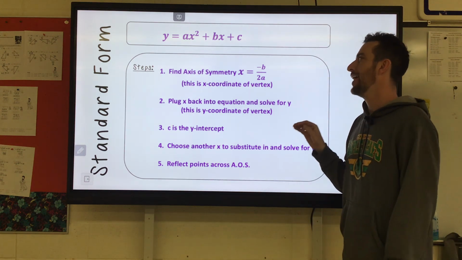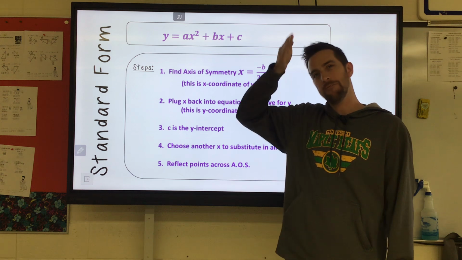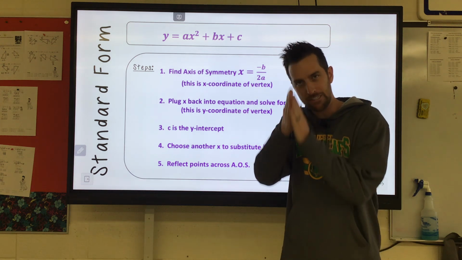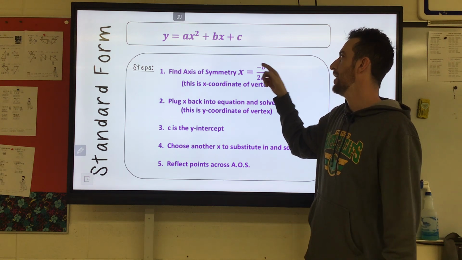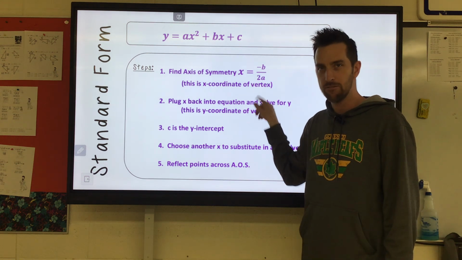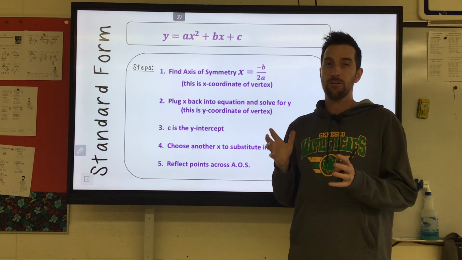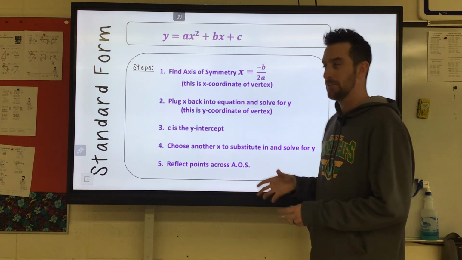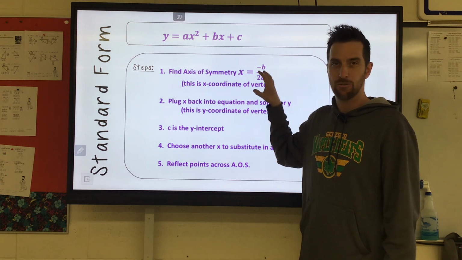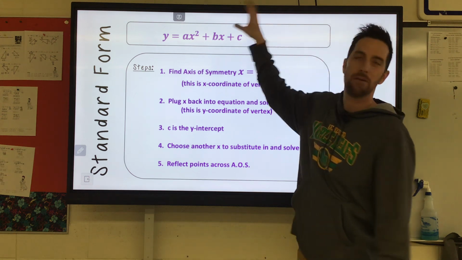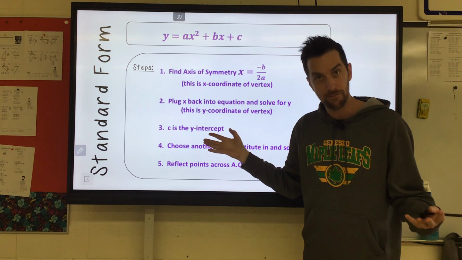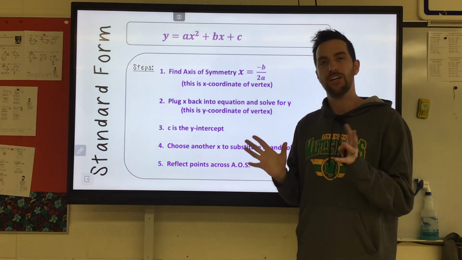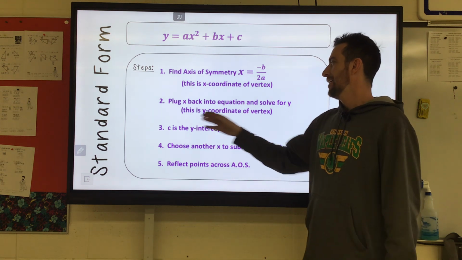Step one, we're going to find the axis of symmetry. That's the invisible line that perfectly splits the graph in half. The way we do that is with the equation x equals the opposite of b over 2a. That's also the x-coordinate of our vertex. As soon as you find that x-coordinate, you plug it back into the equation and solve for y, and that will be the y-coordinate of your vertex. So find the vertex, you get a free point.